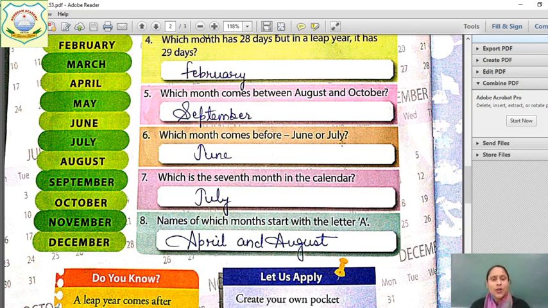Which month comes first, June or July? Let's see. Here you can see this is June and this is July. So which month comes first? So June. June is the month that comes first.